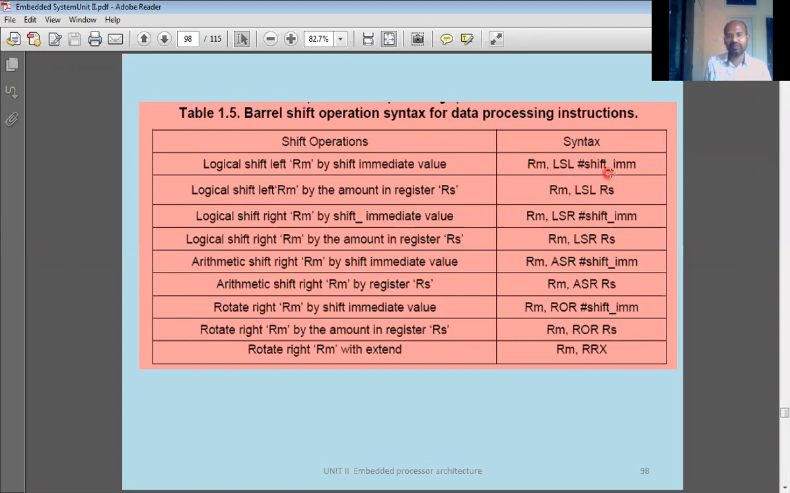Hash means this is for an immediate value. You can use some number here. If it is 2, that becomes an immediate value, means the RM contents will be left shifted by 2 bits. This 2 is not coming from a register, it is a direct value called an immediate value. Here, how much RM should be left shifted is stored in the register. In the same way, we can do this for all the operations. For logical shift right, also we can have an immediate value, or how much to shift may come from the register itself, like this.